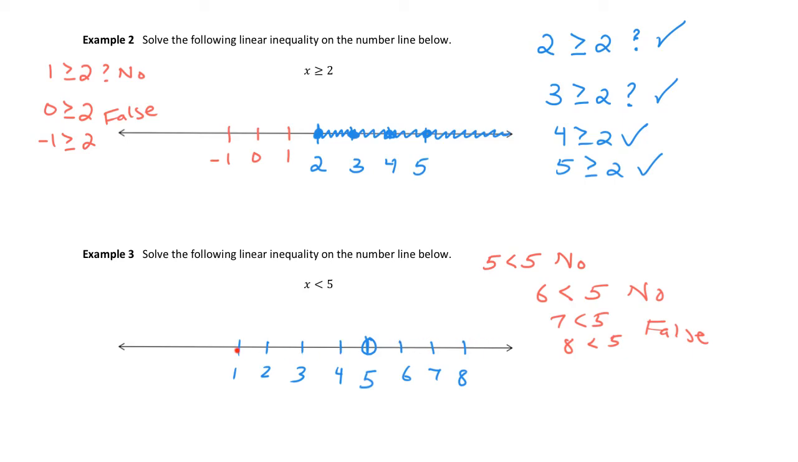But if we try 4, 3, 2, and 1, so I'll choose 4. Is 4 less than 5? Yes, that's true. Same thing goes for 3, and for 2, and for 1. These are all true. So that means I'm not including 5, so I'm just putting that open circle there, but I am shading everything that goes to the left. So the takeaway from example 2 and example 3 is that if you see greater than a number, we go to the right. If you see less than a number, we go to the left.